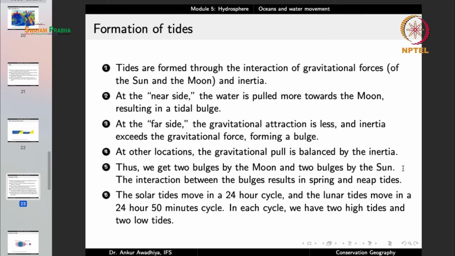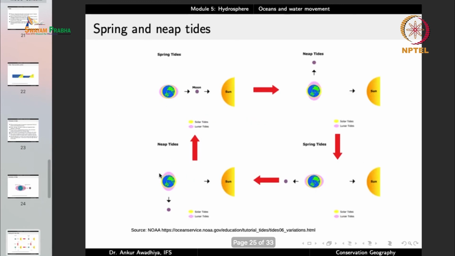Now the solar tide moves in a 24-hour cycle because this is the period of rotation of the earth, whereas the lunar tide moves in a 24-hour and 50-minute cycle, because this is the amount of time it takes the moon, revolving around the earth, when we also consider the rotation of the earth. And in each cycle we have 2 high tides and 2 low tides. So this is how it will look.